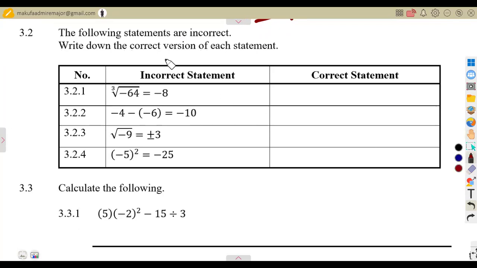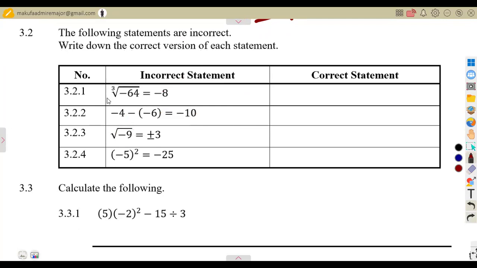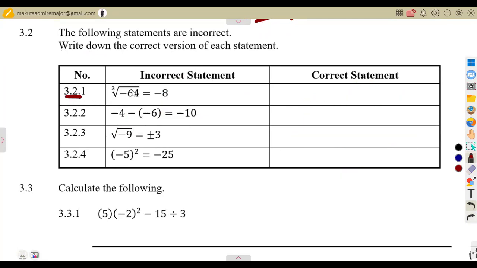3.2, the following statements are incorrect. These statements that we are seeing here are incorrect. Write down the correct version of each statement. That is, we are supposed to write the correct statement. 3.2.1, the cube root of minus 64 is not equal to minus 8. This is wrong. What is the cube root of minus 64? The number that multiplies itself 3 times to obtain minus 64. That's minus 4 times minus 4 times minus 4. So the cube root of minus 64 is minus 4. You can also use your calculator for that.